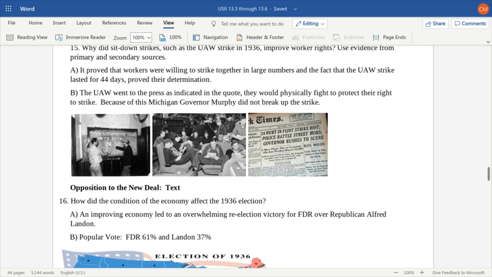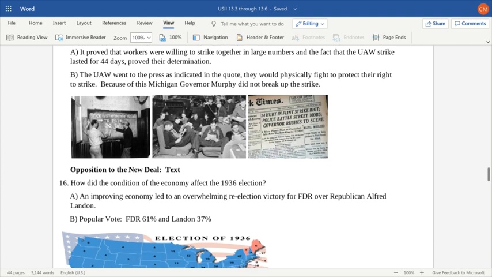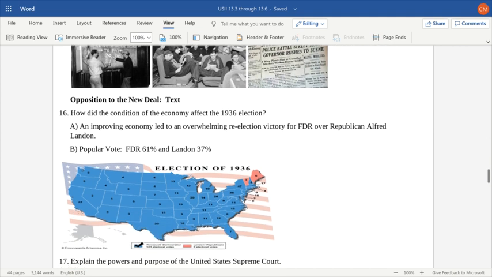16, how did the condition of the economy impact the 1936 election? Well, an improving economy led to an overwhelming re-election victory for FDR over Republican Alfred Landon. The popular vote was 61% to 37% for Landon. And you can see there Roosevelt won literally almost every state in the United States. A couple of New England states went for Landon, but for the most part, the remainder of the country went for Franklin Roosevelt, who enjoyed some of the largest election victories in the history of our country.